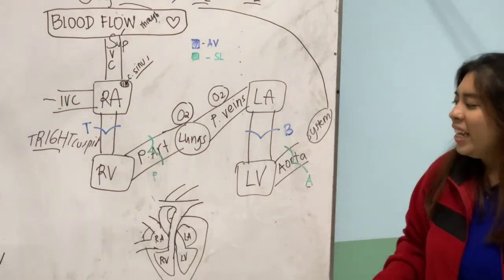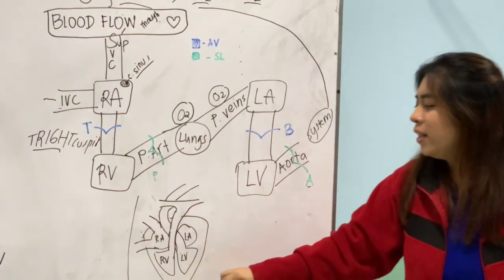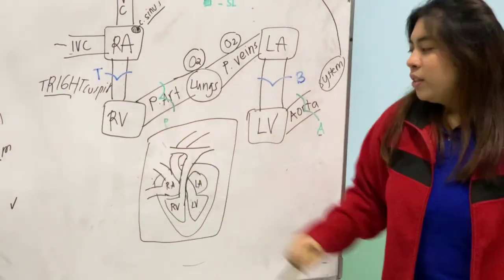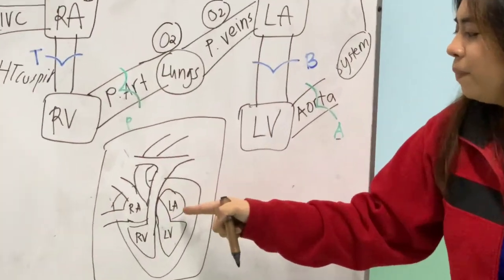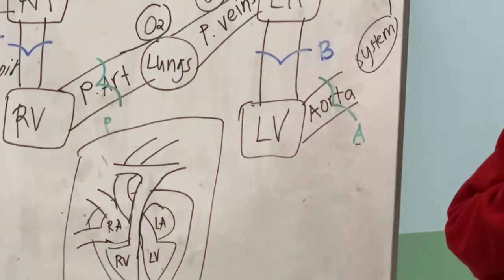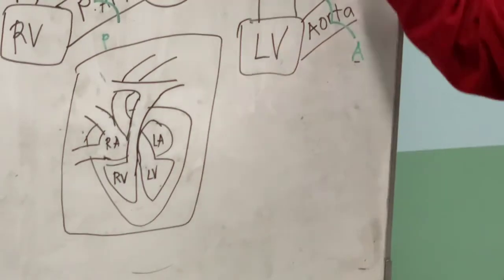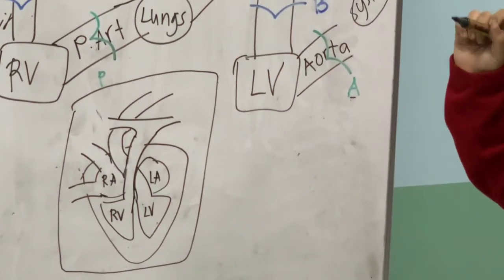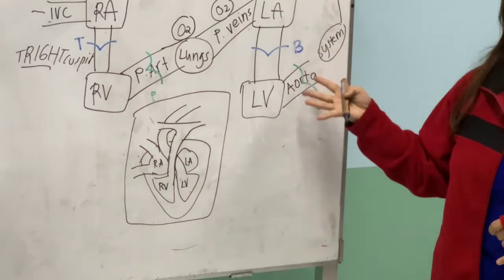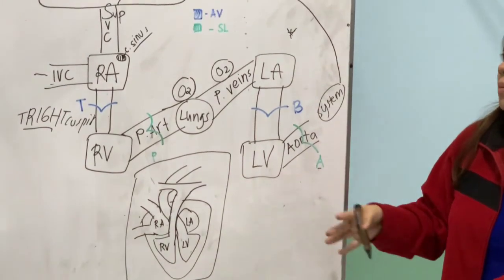But in actuality, this is how closely related the structures are. So the atria and the ventricles are very close to each other in actuality. Okay, so this diagram is not anatomically correct, but it is for easy visualization of the flow. So this is it for the blood flow through the heart.